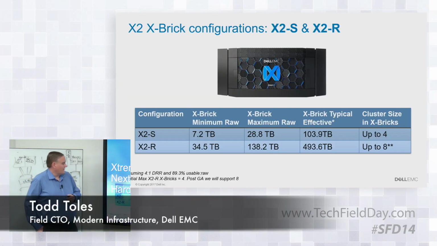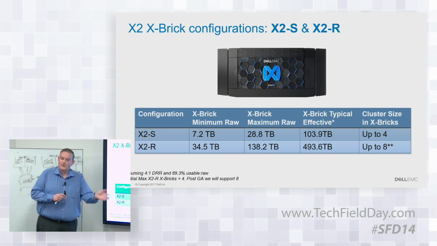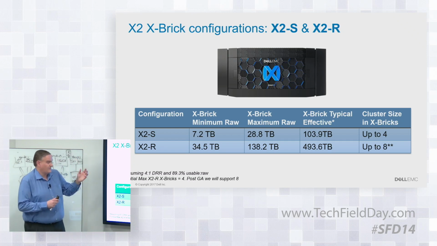All right, so let's talk about the hardware platform. In X1 we had a 10, a 20, and a 40, based on 400, 800, and 1.6 terabyte drives respectively. In X2, we have two models, X2S and X2R.